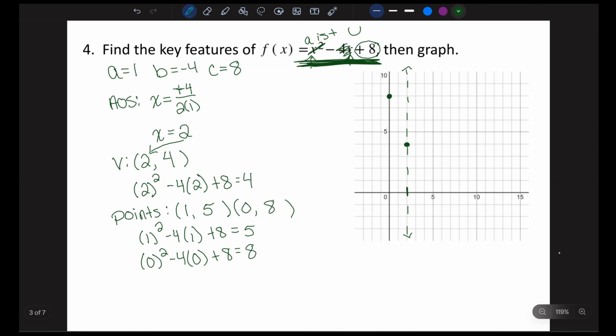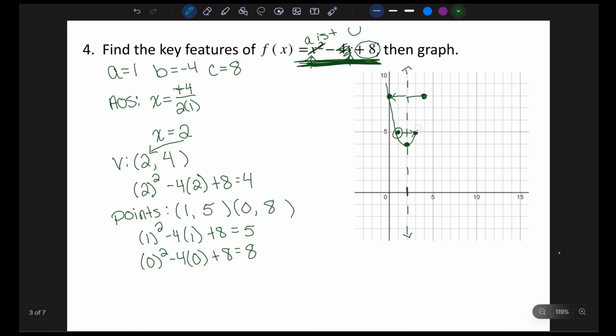So I'm going to plot those points, 1, 5, and I already have that point there at 0, 8. Now I have 3 points. What I'm going to do is take this point and mirror it across this axis of symmetry. So if I have a point that's 1 left, I now have a point that is 1 to the right. This point is 2 to the left, so I'm going to put a point 2 to the right.